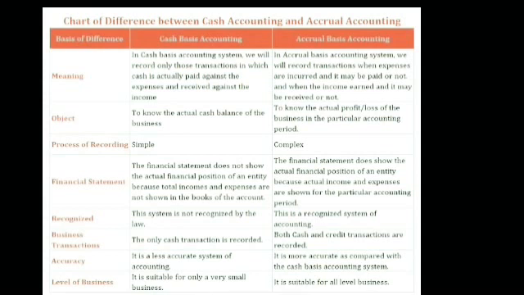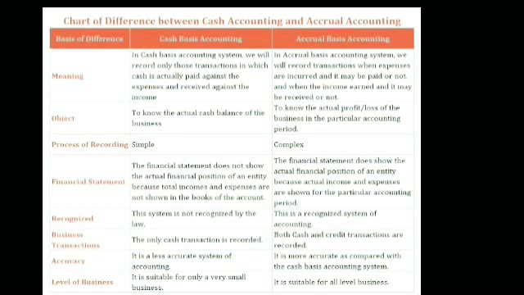The main motive of cash basis accounting is to calculate the cash balance of the business, and the main motive of accrual basis accounting is to calculate the profit or loss of the business in a particular accounting period. Cash basis is quite simple, while accrual basis is quite complex compared to the cash basis. Next, the financial position does not show the actual financial position in case of cash basis of accounting, but for accrual basis of accounting, we get a true picture of the financial position.